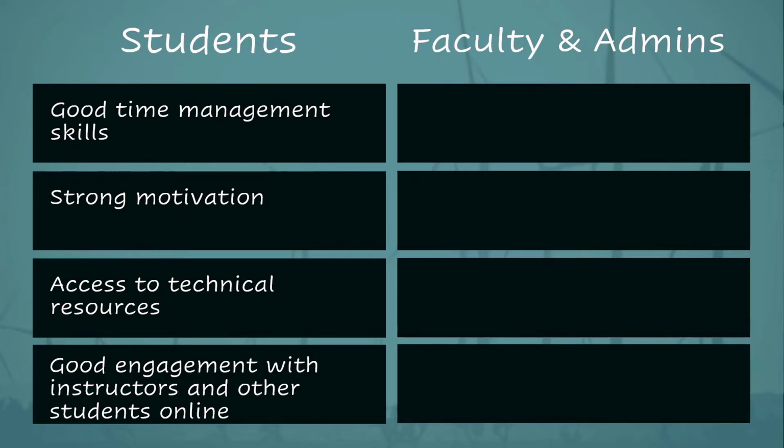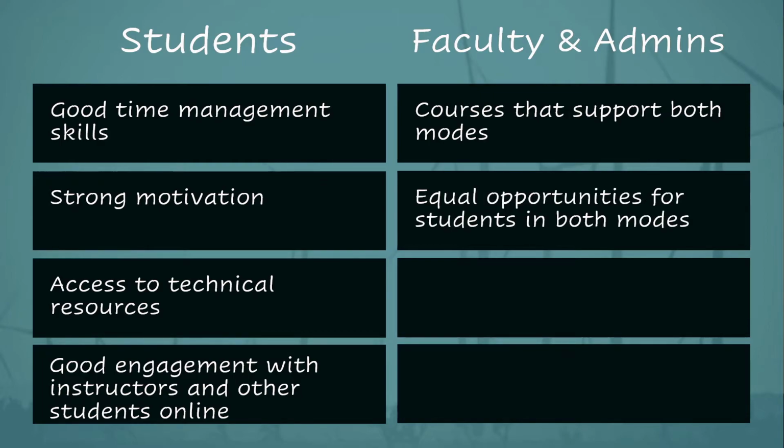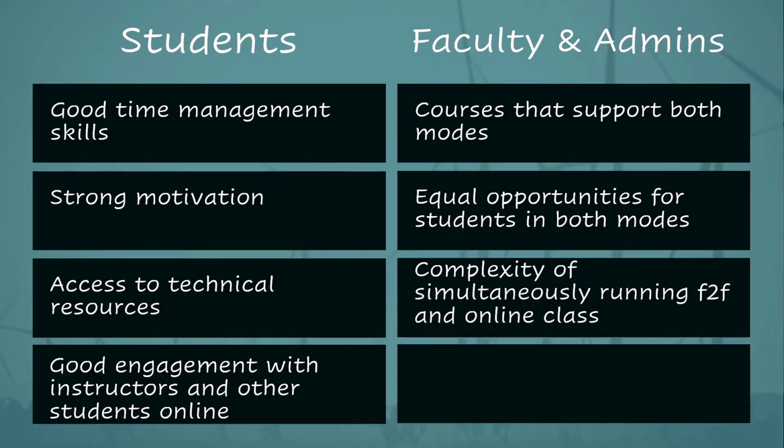Faculty and administrators need to develop courses that support both modes of instruction and create equal opportunities for students engaged in both modes. They also need to be able to manage the complexity of simultaneously running a face-to-face and synchronous online class, if that's the case, including tracking attendance and participation. It also involves time to learn new platforms and adjusting official course descriptions to reflect the flexible mode.